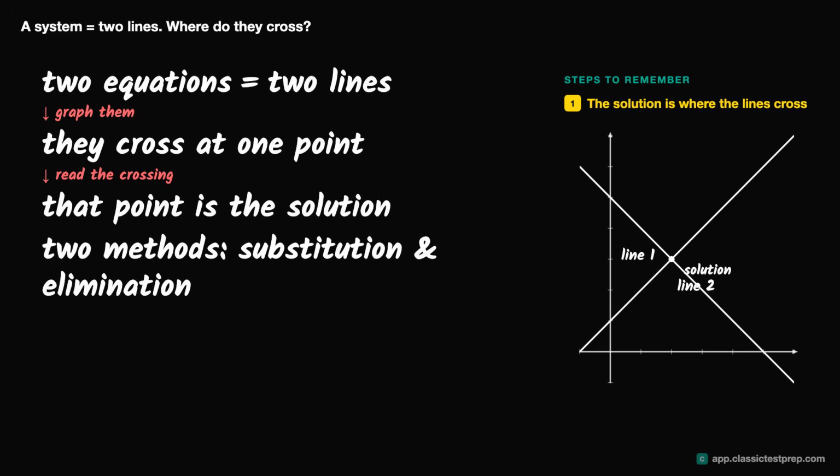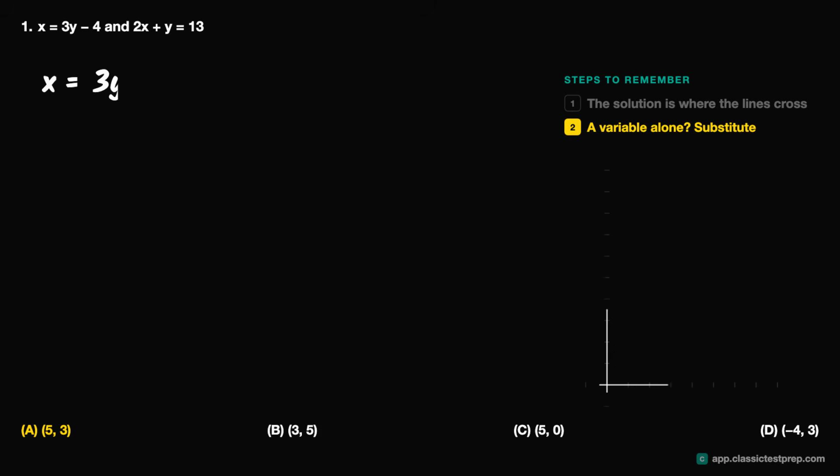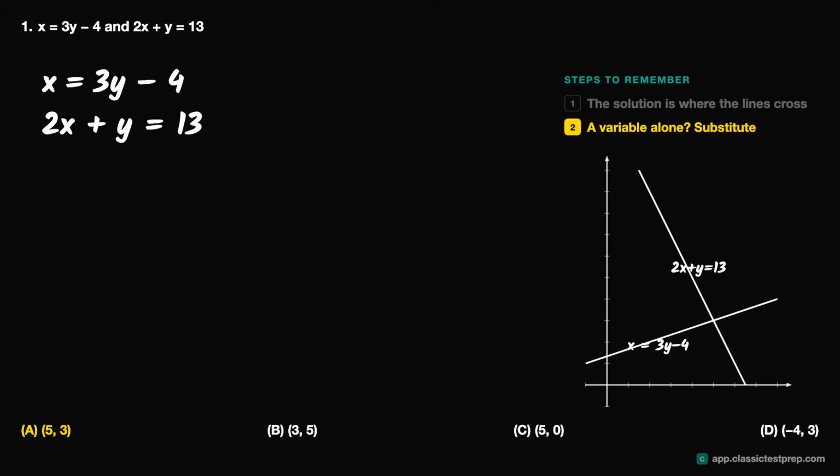There are two methods, substitution and elimination. Let's talk about substitution first. Here we have two equations, x equals 3y minus 4 and 2x plus y equals 13. The whole expression 3y minus 4 can be substituted in for the variable x in the second equation because x is equal to 3y minus 4.